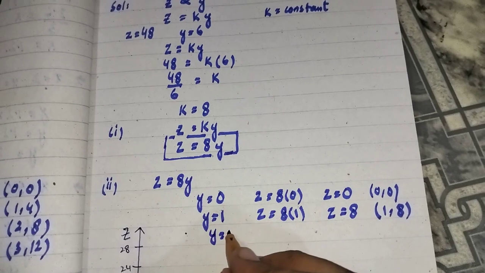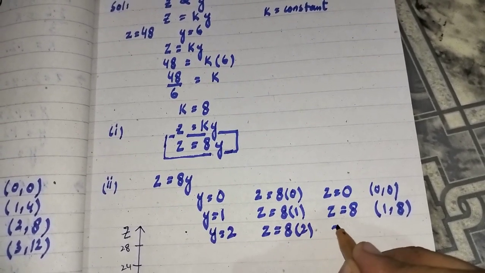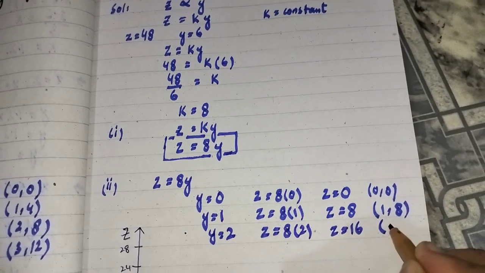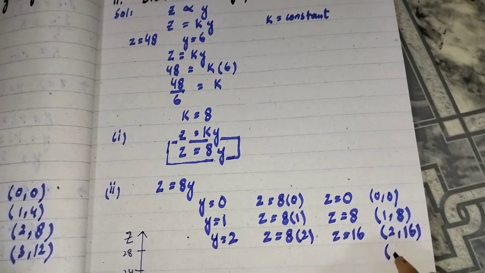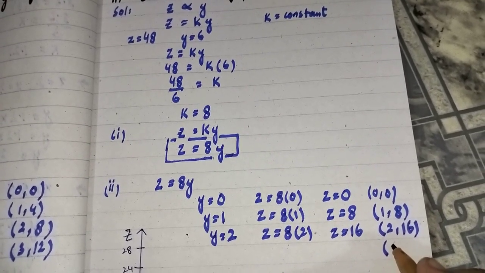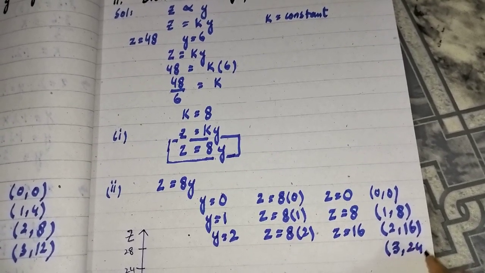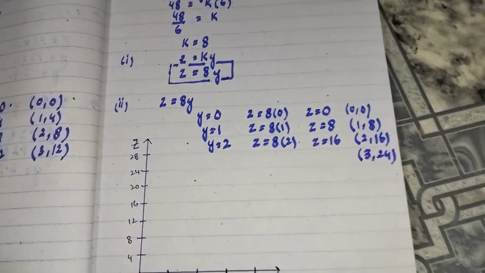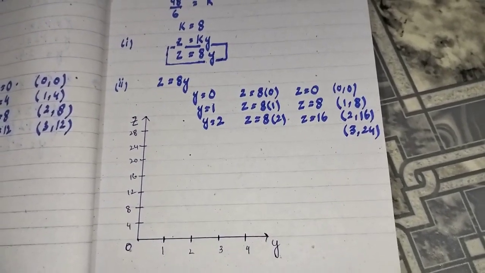When y is equal to 2, z must be equal to 8 2s are 16. So z must be equal to 16, and the point is 2 comma 16. Similarly we can find some further points. The next point will be 3: 8 1s are 8, 8 2s are 16, 8 3s are 24. So the next point will be 3 comma 24. Now we will plot these points on the graph.